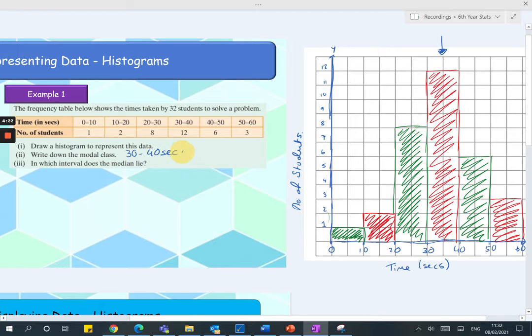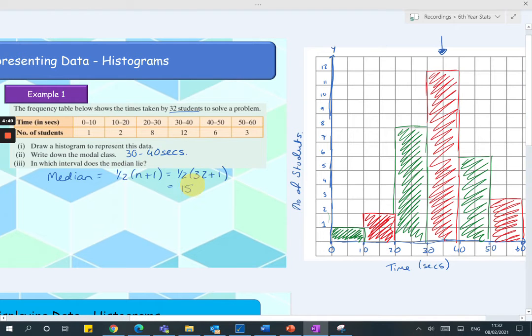So my modal class would be between 30 and 40 seconds. Then it says, in which interval does the median lie? Well, we know our formula for the median is a half by n plus 1, where n is the total number of pieces of data, which I know in this case is 32. So I have a half of 32 plus 1, which gives me a half of 33. And a half of 33 we know is 16.5.